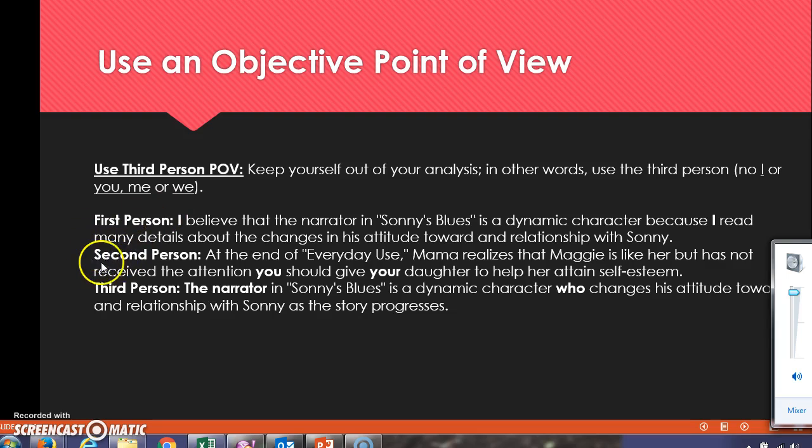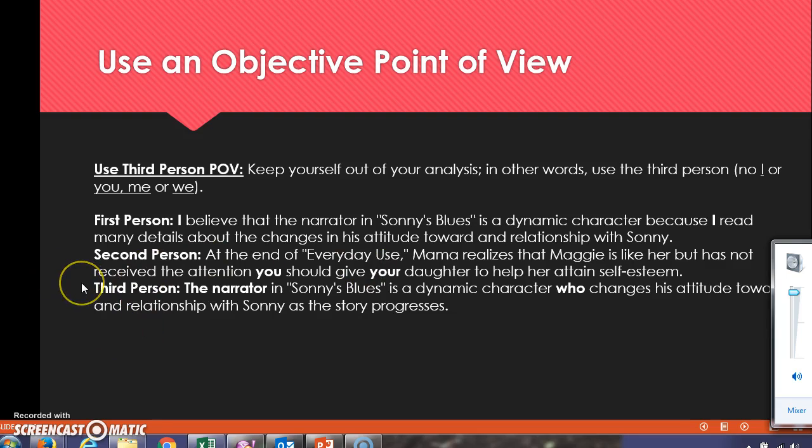Another point of view is second person point of view. And here's an example of that. At the end of Everyday Use, Mama realizes that Maggie is like her but has not received the attention you should give your daughter to help her attain self-esteem. In second person point of view, you're using words like you. So you're speaking to the audience. And you don't want to use second person point of view for a paragraph response either.